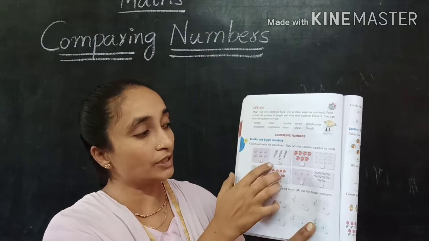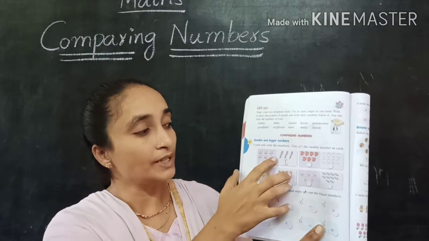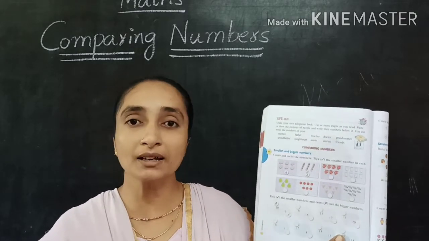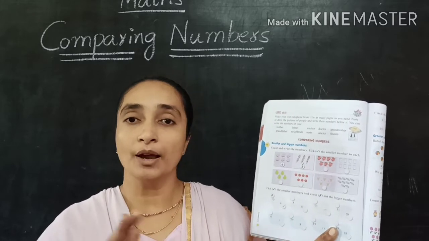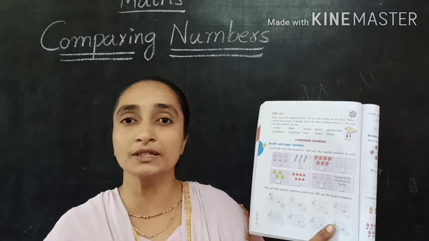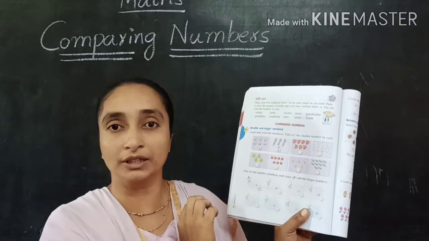See here the first picture. Here some ice cream pictures they have given. There are 6 ice creams, and they have written the number. And the pencils are 3. 6 and 3. Among these two, which is the smaller one? Yes, which is the small number, children? Yes, that is the 3. So you have to give the tick mark for the 3.